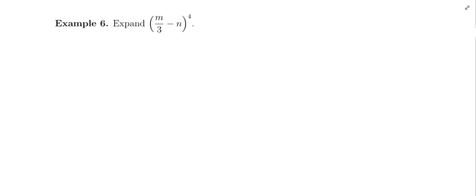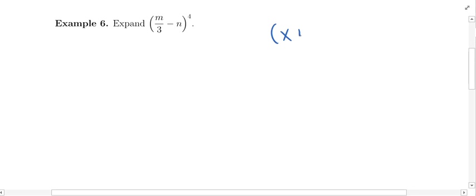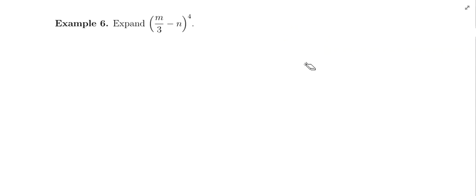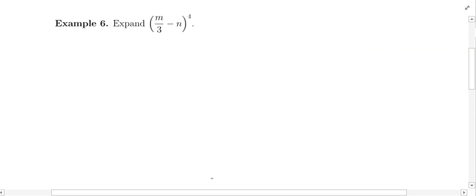So now we're going to talk about how to handle a binomial that is more complicated than just x plus y raised to the nth power. In example 6, we're going to try to expand m divided by 3 minus n. That's our binomial that we're raising to the fourth power.